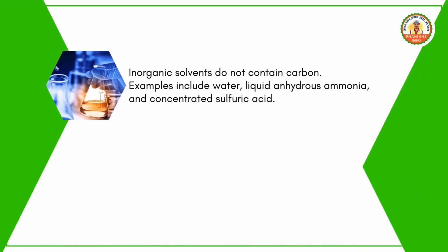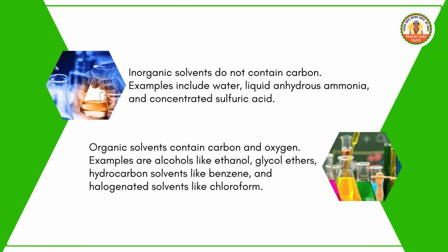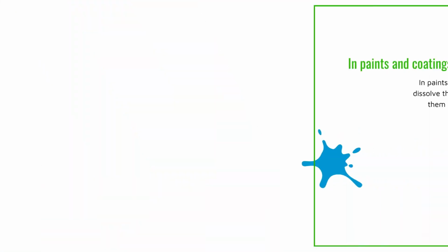Types of solvents. Solvents can be categorized into two main types, inorganic and organic. Inorganic solvents do not contain carbon. Examples include water, liquid anhydrous ammonia, and concentrated sulfuric acid. Organic solvents contain carbon and oxygen. Examples are alcohols like ethanol, glycol ethers, hydrocarbon solvents like benzene, and halogenated solvents like chloroform.